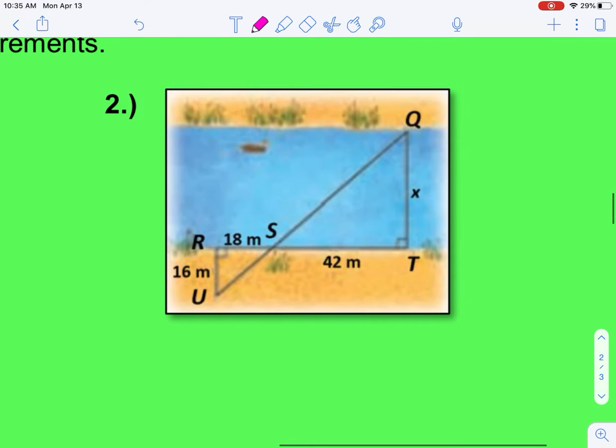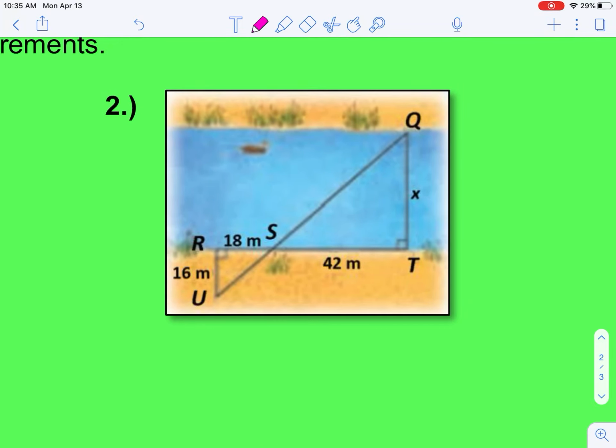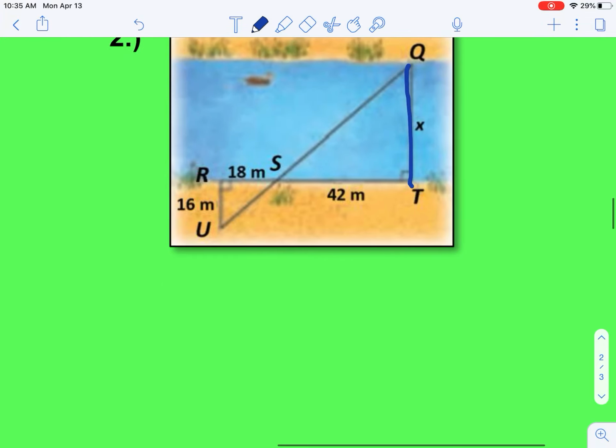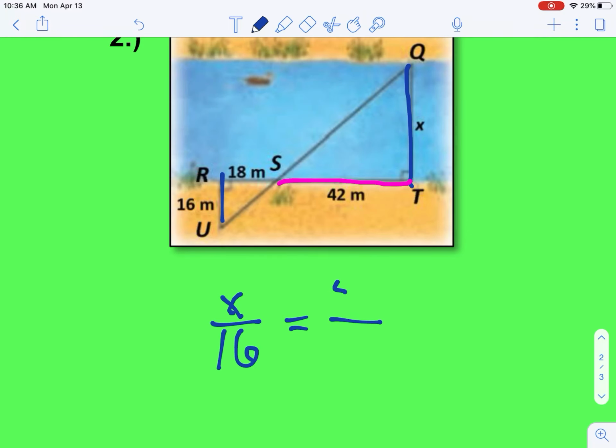All right, let's take a look at the next one. Looks like I'm measuring some distances around a river. So I'm looking for the distance across my river. And that side is going to match with my 16 over here. Now the other information I know is I've got this 42 right here. I don't know what they're measuring to, maybe to like a dock or something. So that one's going to go on the top because that's for my bigger triangle. And then I have 18 meters, which is from my smaller triangle, so that one's going to go on the bottom.